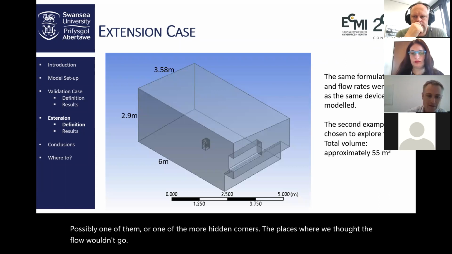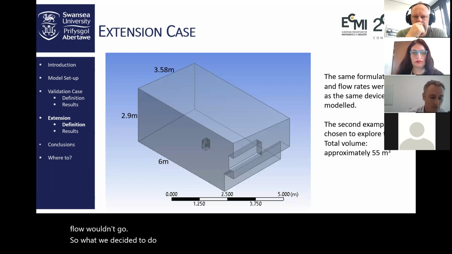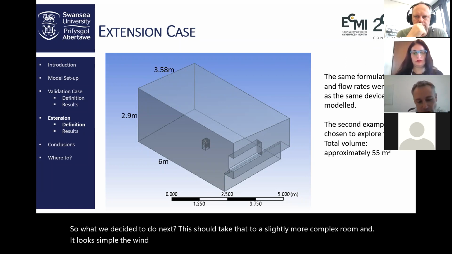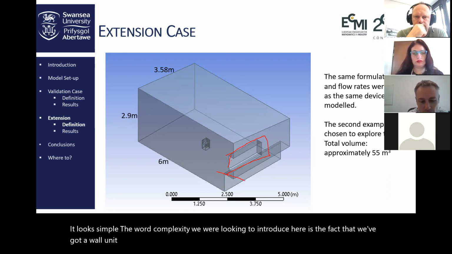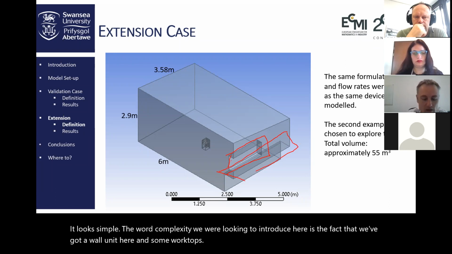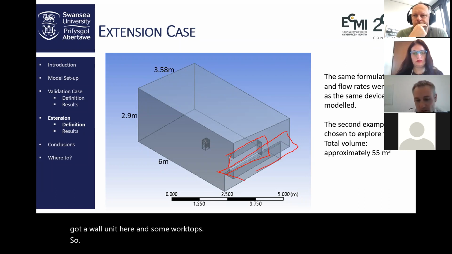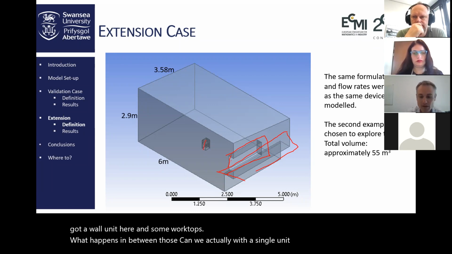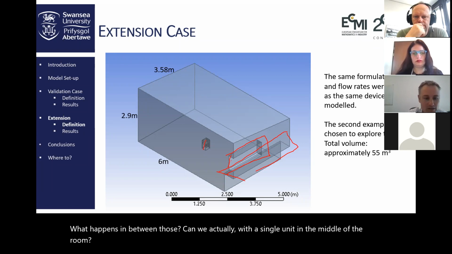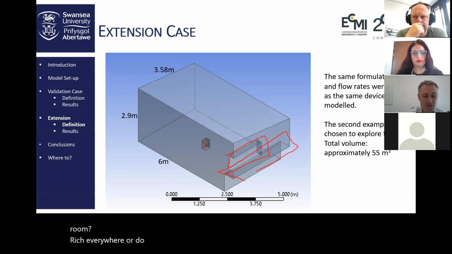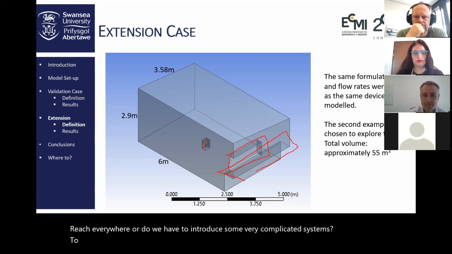So what we decided to do next is to take that to a slightly more complex room. And it looks simple. The one complexity we were looking to introduce here is the fact that we've got a wall unit here and some worktops. So what happens in between those? Can we actually, with a single unit in the middle of the room, reach everywhere, or do we have to introduce some very complicated systems to sanitize our rooms?